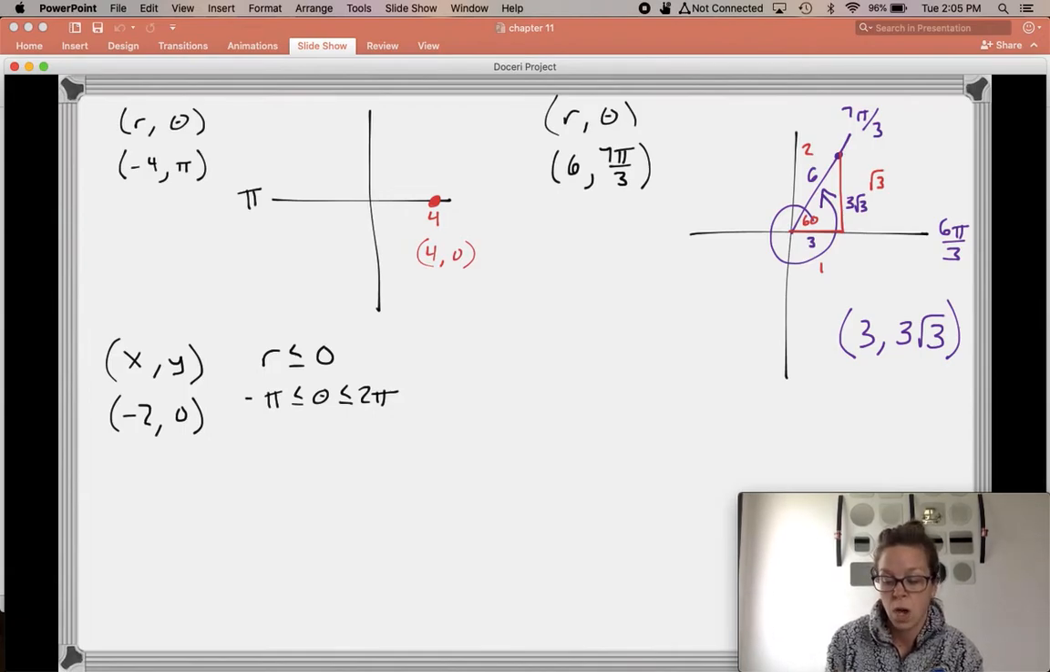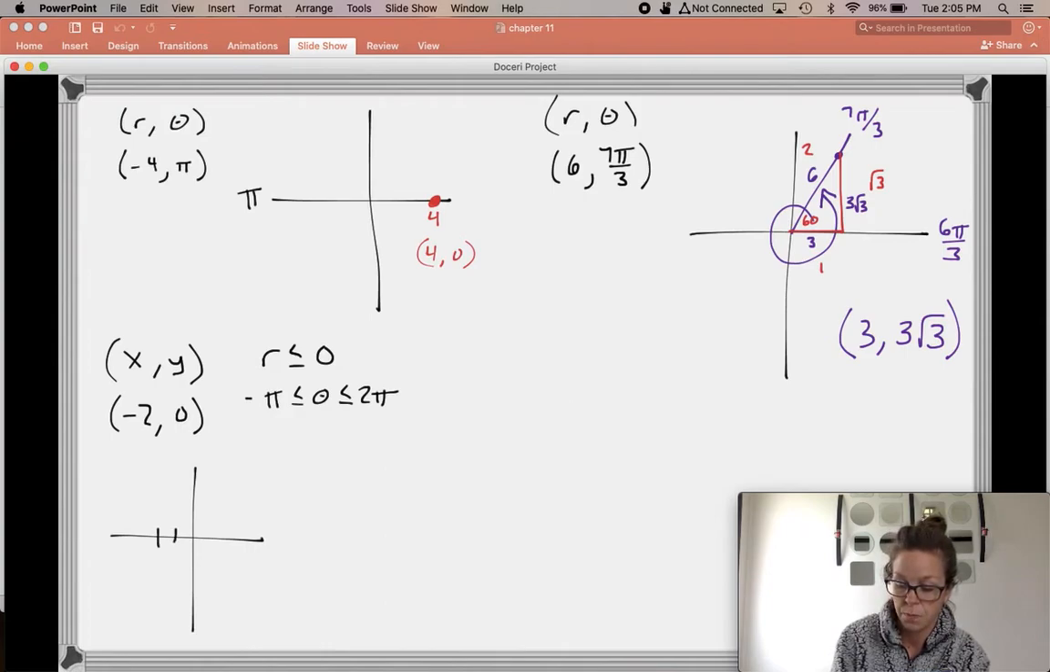Okay, so again, I'm a picture person, so I'm going to plot that point. X is -2 and y is 0. So there's my point. Okay, so if I want r to be negative, then I'm going to say that r is -2 because we're talking about distance from center.